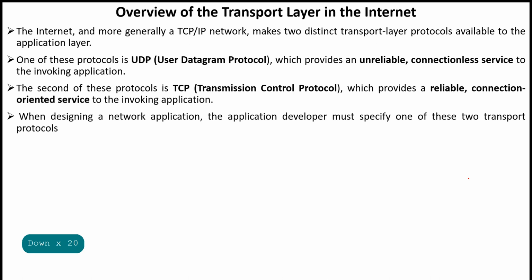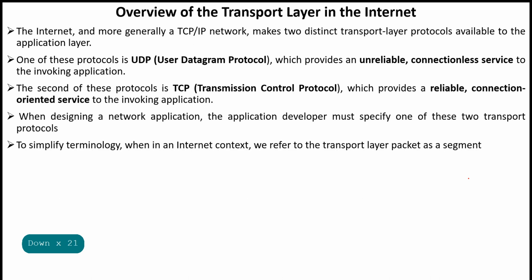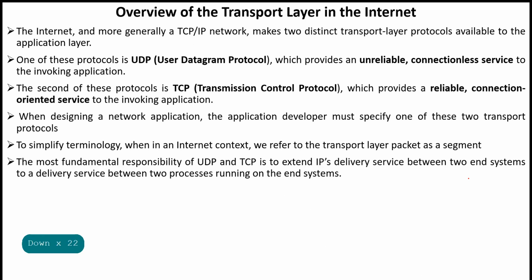When designing a network application, the application developer must specify one of these two transport protocols. To simplify terminology, in an internet context, we refer to the transport layer packet as a segment. The most fundamental responsibility of UDP and TCP is to extend IP's delivery service between two end systems to a delivery service between two processes running on the end systems.